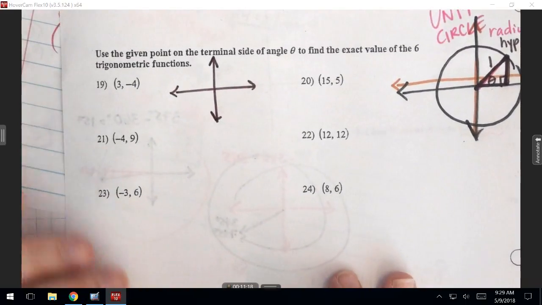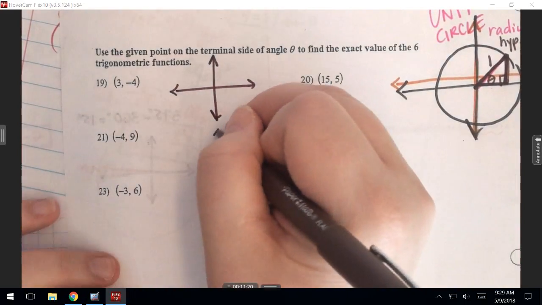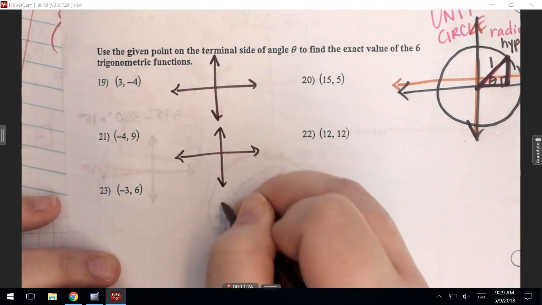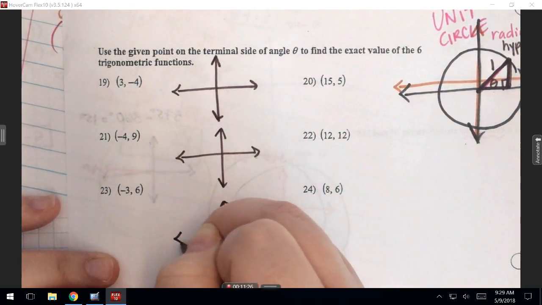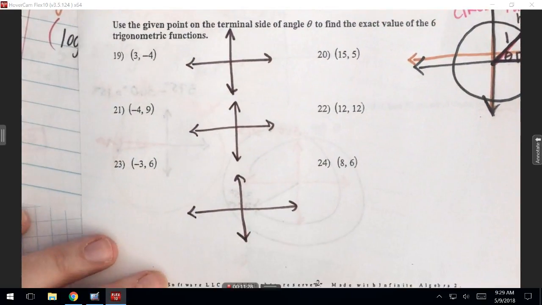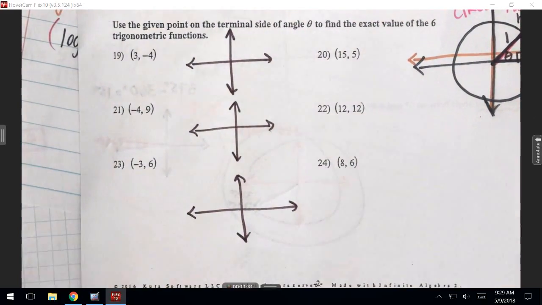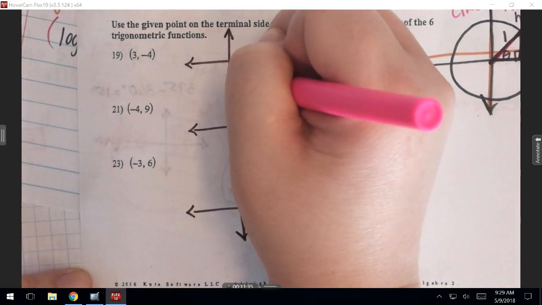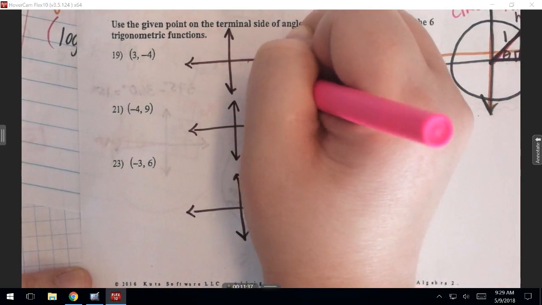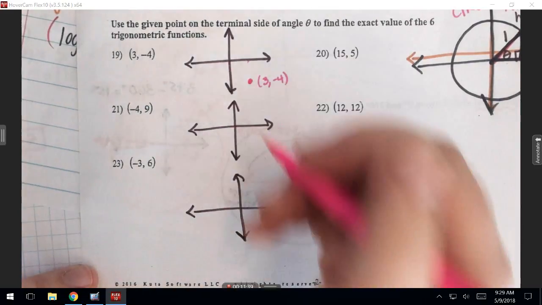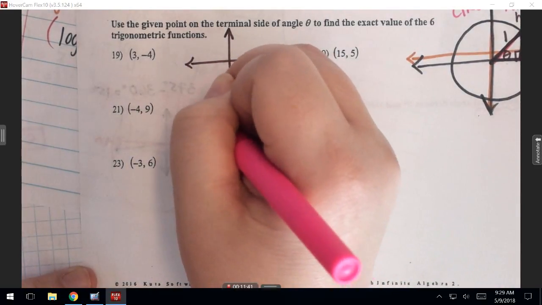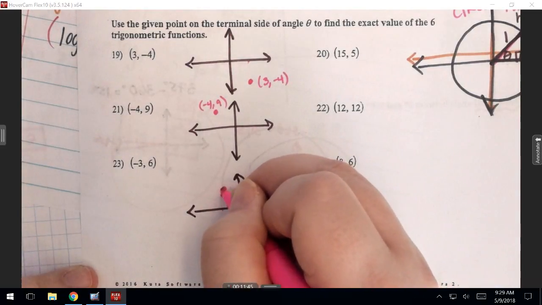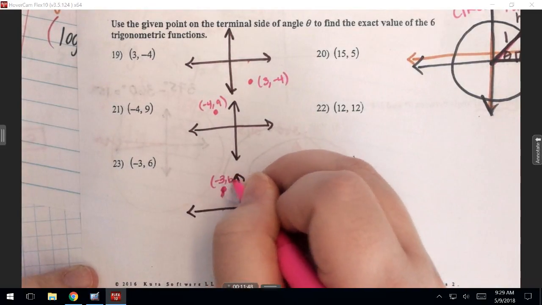Okay, so I'm going to work 19, 21, and 23 really fast. I'm not going to bother with the evens. You're like, how are you going to work these? Okay, so you know how to graph stuff. You know 3, negative 4 means go over 3, down 4. You know this is where 3, negative 4 is. You know how to graph negative 4, 9. You know how to graph negative 3, 6. You didn't need me to teach you that. You learned that in algebra.